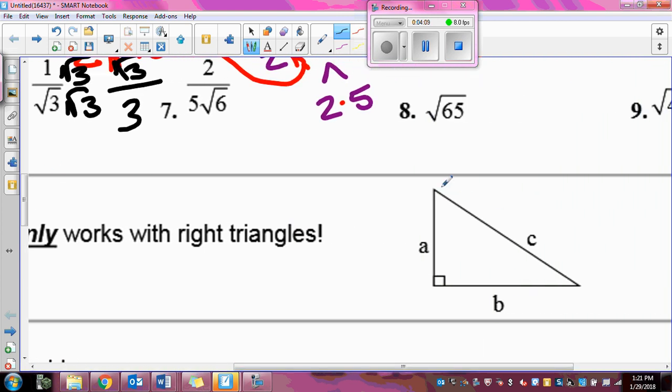Okay, so c is going to be the side, I'm going to make it red. I'm going to try to always make it red. But c is the side that is across from this 90-degree angle. And we can only use this if we have a right triangle, which means that we have a 90-degree angle. We will only have one.